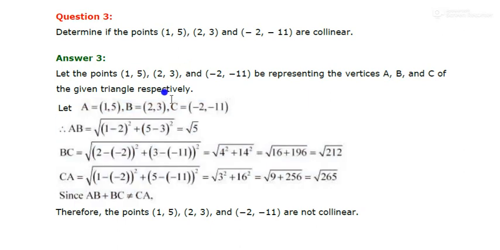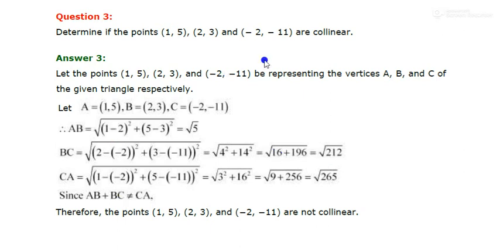Now again find the distance between the points (2, 3) and (−2, −11), that is B to C. So it will be (2 − (−2))² + (3 − (−11))², because the points are in minus. Okay, so it is 4² and 14², because 3 and minus minus is plus, so 3 plus 11, 11 plus 3, 14. So it will be √212.